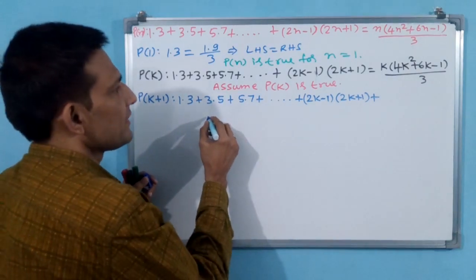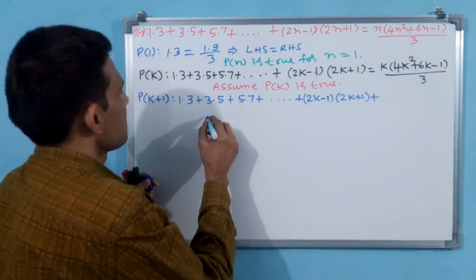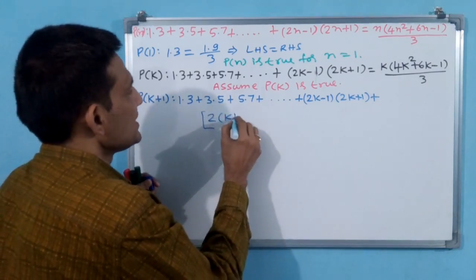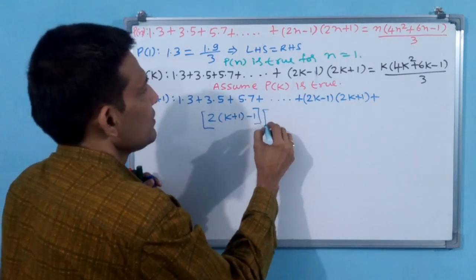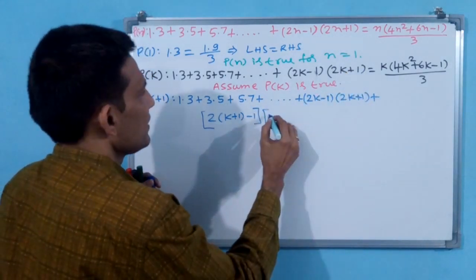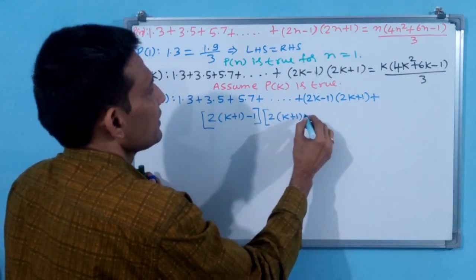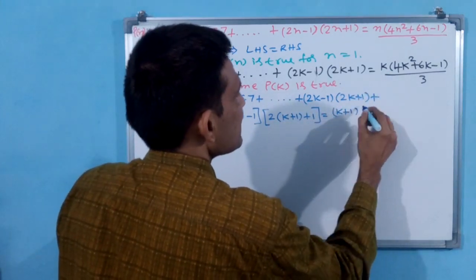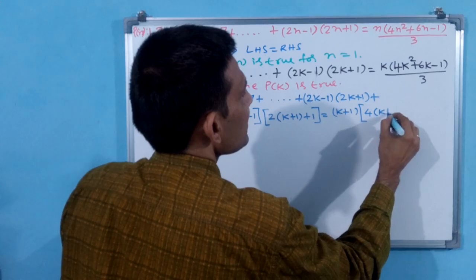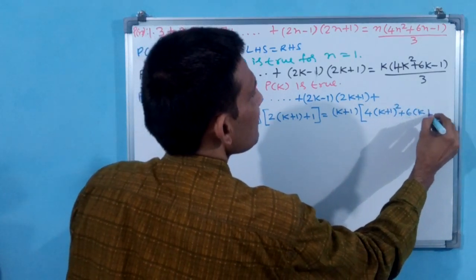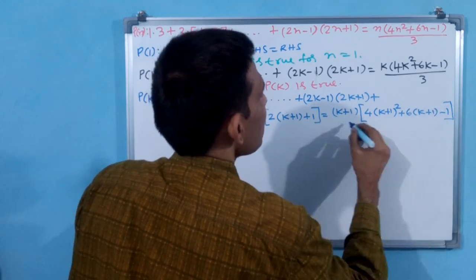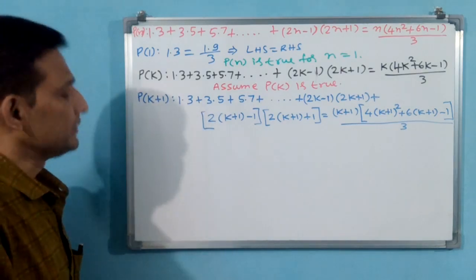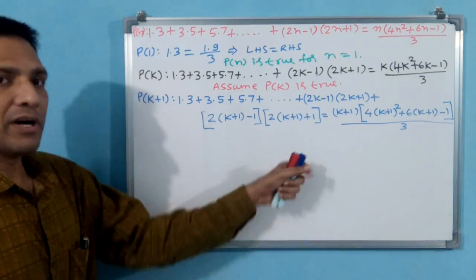Okay, from here onwards I will write. Two into k plus 1 minus 1 into, see these two in k plus 1 we are writing. Okay, 2 into k plus 1 plus 1, that is equal to k plus 1 into 4 into k plus 1 square plus 6 into k plus 1 minus 1. Okay, divided by 3. Okay, this is P of k plus 1.